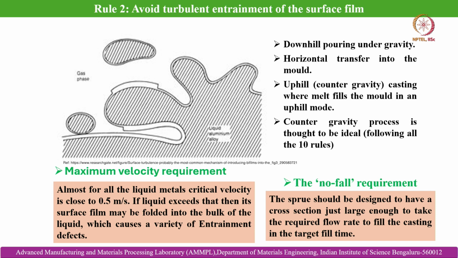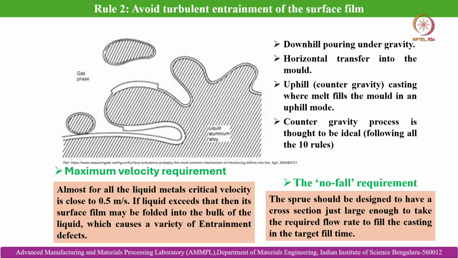Okay. So, rule 2 is to avoid laminar entrainment of the surface film. It generally happens due to downhill pouring under gravity, or horizontal transfer into the mold, as opposed to uphill counter gravity casting, where the melt fills the mold in an uphill mode. Counter gravity process, of course, is thought to be ideal, which abides by all these 10 rules that we are going to discuss one by one.